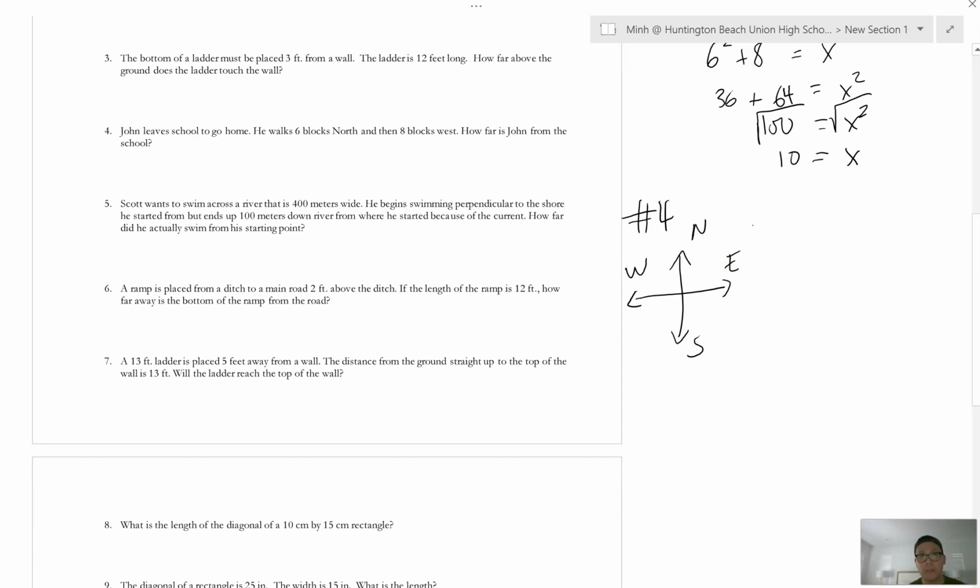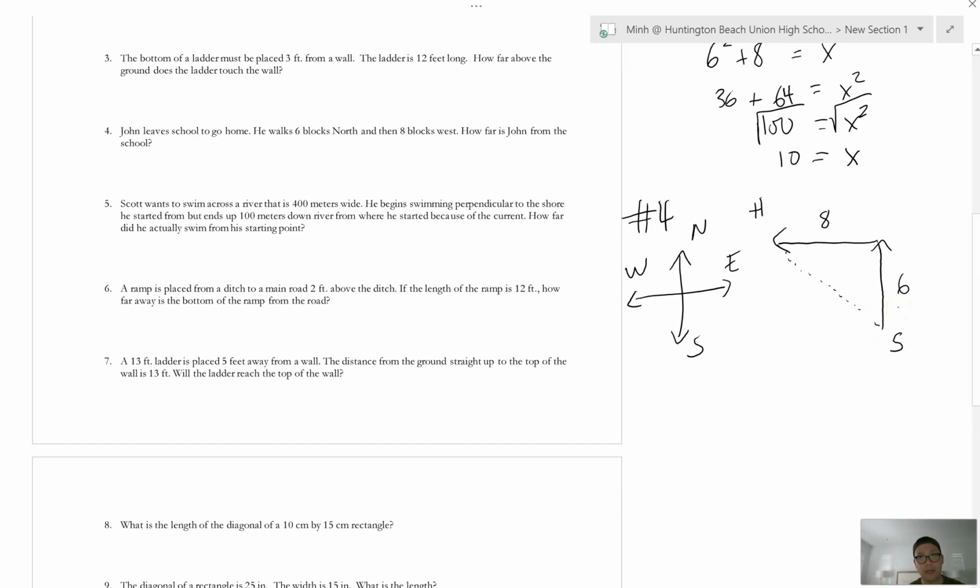So John leaves school to go home. He walks 6 blocks north. So he is going up 6 blocks. And then he ends up going 8 blocks. Right? 8 blocks. So how far is he from the school? So this was your school and this is your home. And what they want to know is what's the distance from here to here?